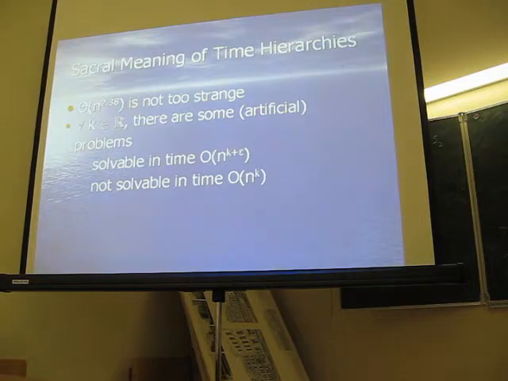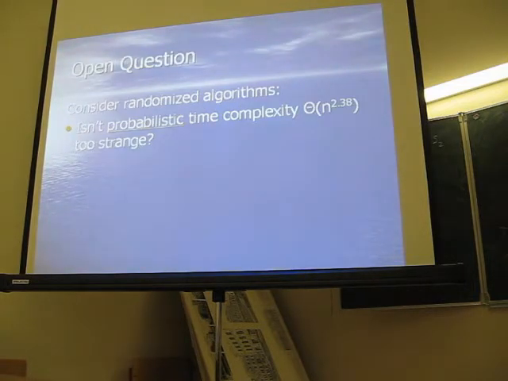Okay, and we know that time hierarchy exists for deterministic algorithms. But there is an open question. If we switch from deterministic algorithms to probabilistic ones, and we ask the same question: is time complexity like n to the 2.38 too strange for probabilistic algorithms? Well, the question is open. We don't know whether time hierarchy exists for probabilistic algorithms.